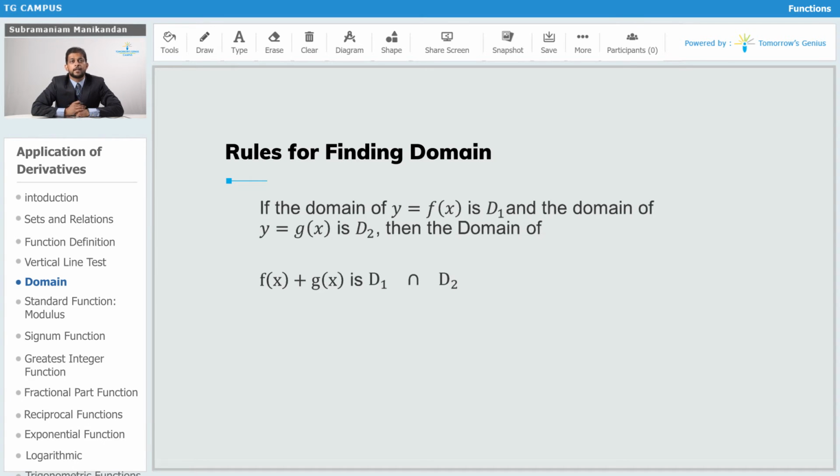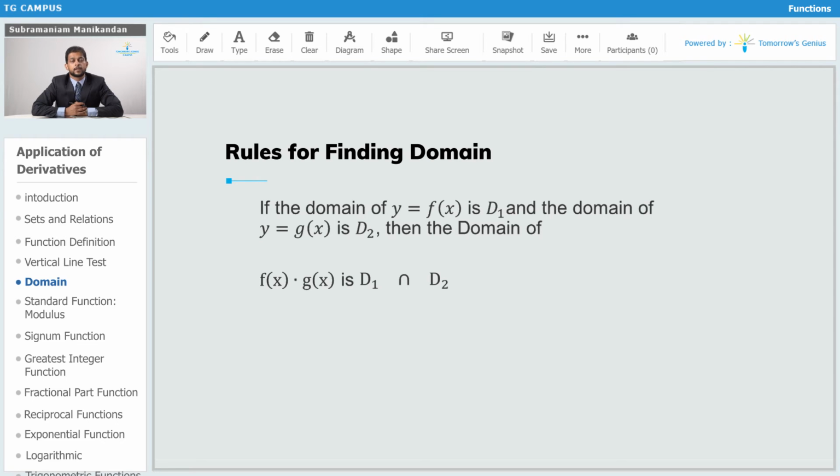Repeating again, if D1 is the domain of the function f(x) and D2 is the domain of the function g(x), then the common domain of the function f(x) plus g(x) is the intersection, the common interval between D1 and D2. The same goes for f(x) minus g(x) also, and the same goes for f(x) multiplied by g(x) also.